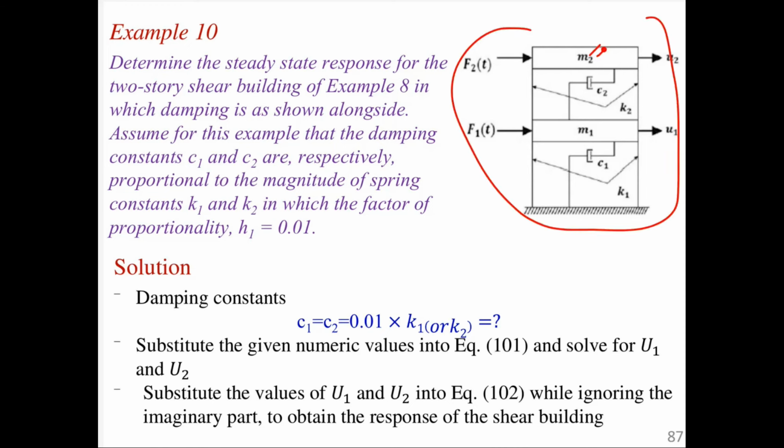So the mass is as given. This was 3 tons. This was 5 tons. The values of K are the same. So we have F1, F2, and then you are to assume how to determine the damping. You are to assume that the damping constants C1 and C2 are proportional to the magnitude of the spring constant, and the factor of proportionality is 0.01. So you are saying the damping is directly proportional to stiffness.